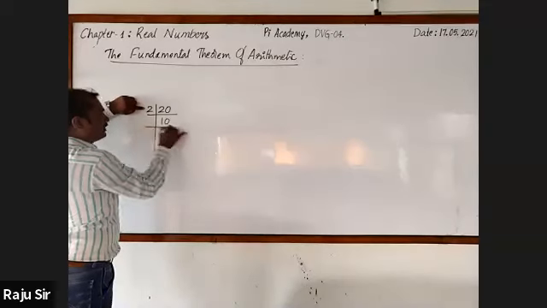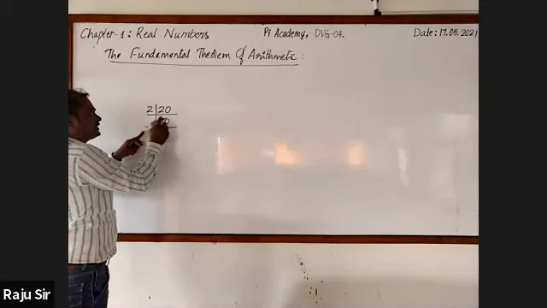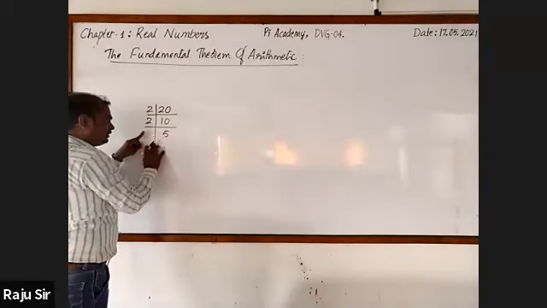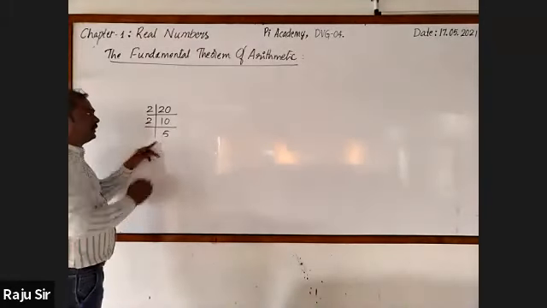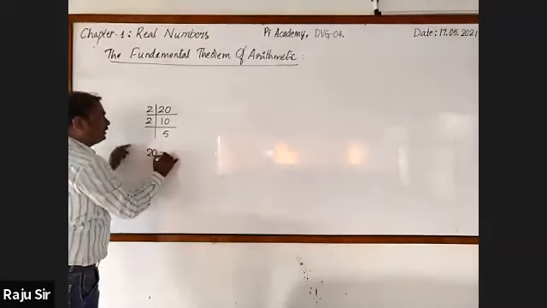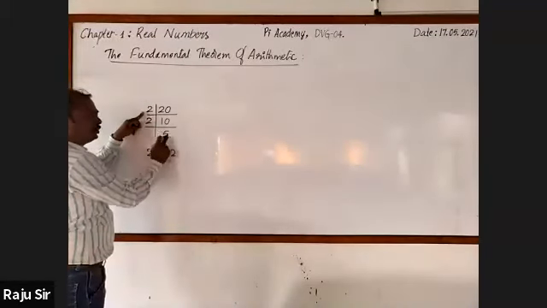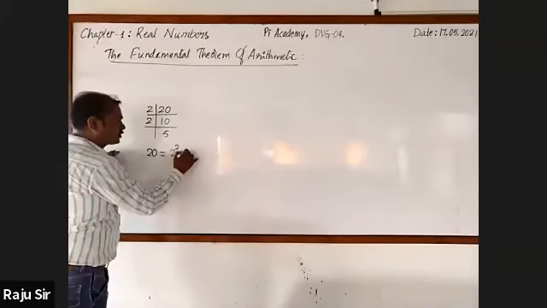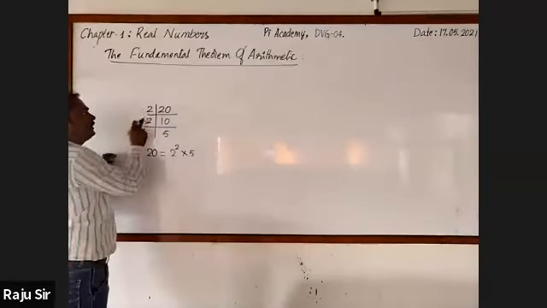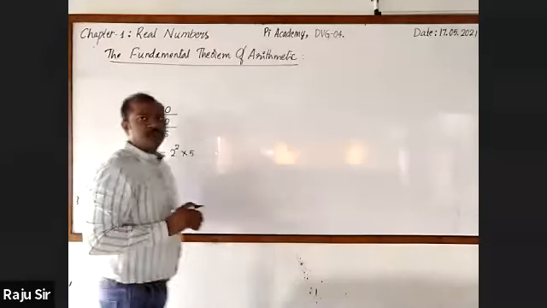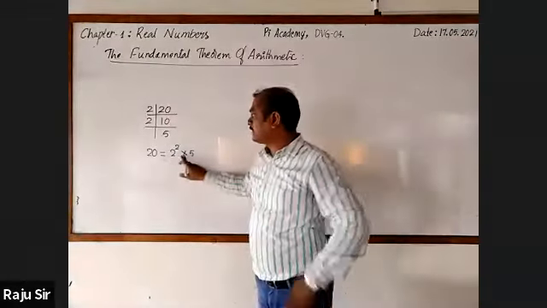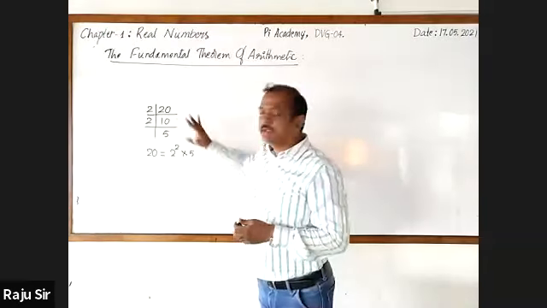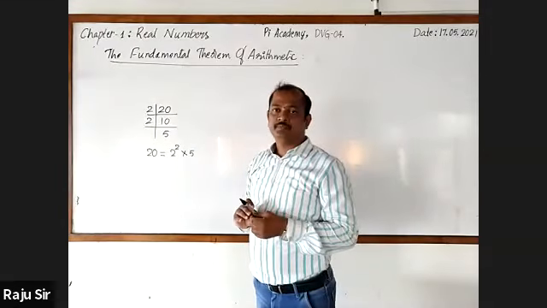2 tens are 20. Then 10, again it is an even number, start dividing this by 2. 2 5s are 10. Then 5 itself is a prime number. Now 20 can be written as 2 into 2 into 5. This can also be written as 2 square into 5 because 2 is repeated 2 times. So this is the prime factorization of 20. And this method is called the division method.